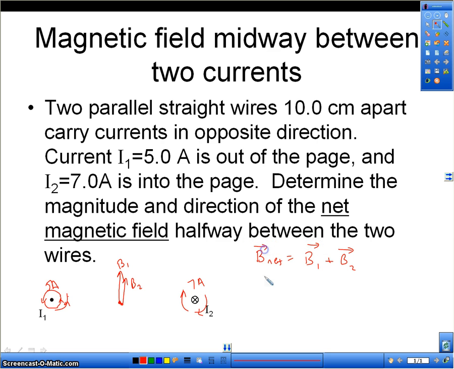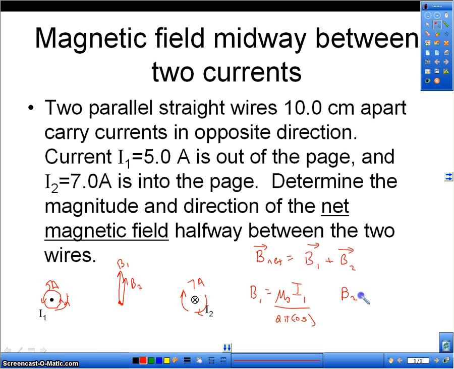Okay, so I can find each one of them by doing mu naught, the I of each individual one, times 2 pi, and the R for each one is 5 centimeters away, so 0.05. Okay, that's going to be for the one on the left, the current on the left.